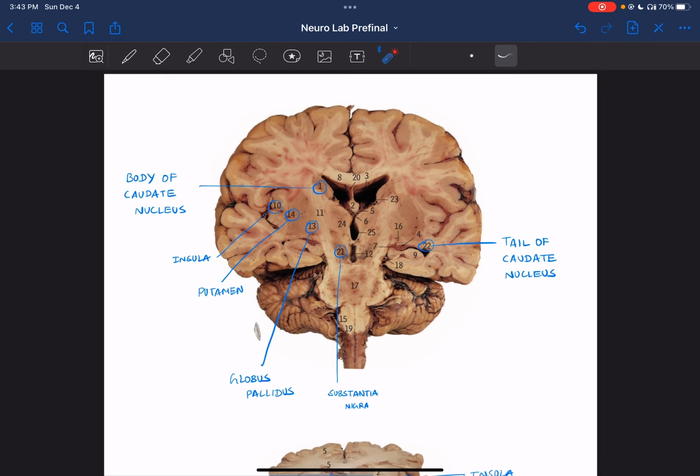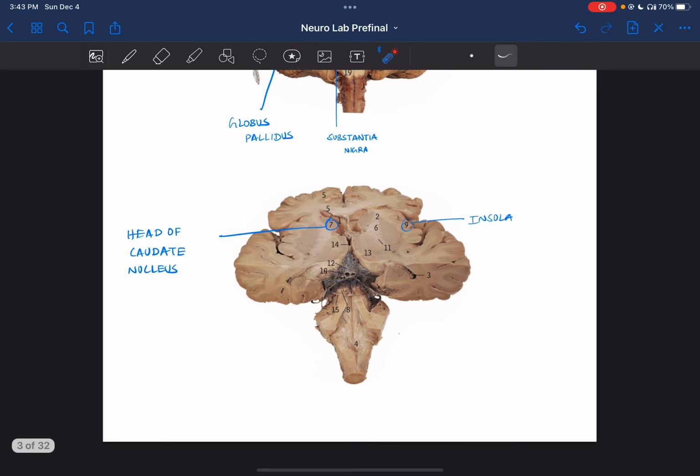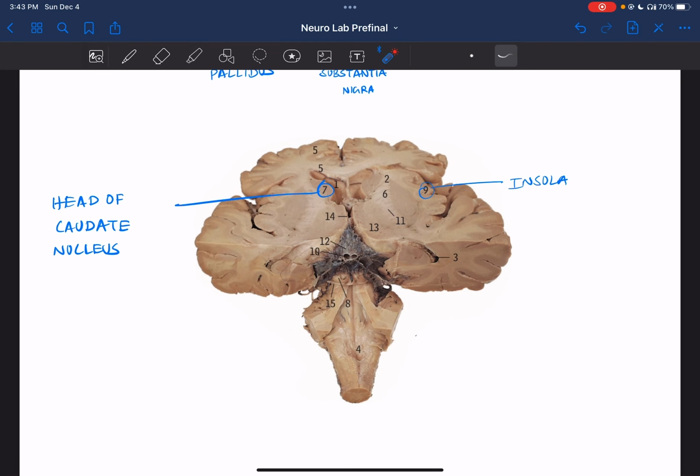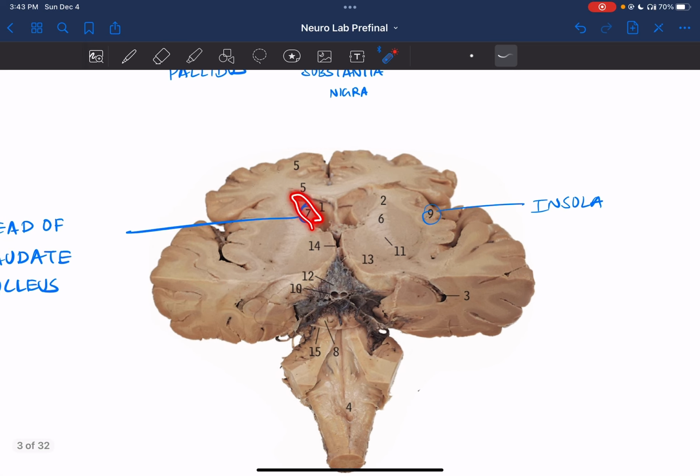Fine. Make sure you look at this diagram because this diagram is pretty important. Now, what about this? This is another section that we are going to look at. In this section, we can identify that this part marked as 7 is the head of your caudate nucleus. Okay, and this 14 right here is your thalamus.